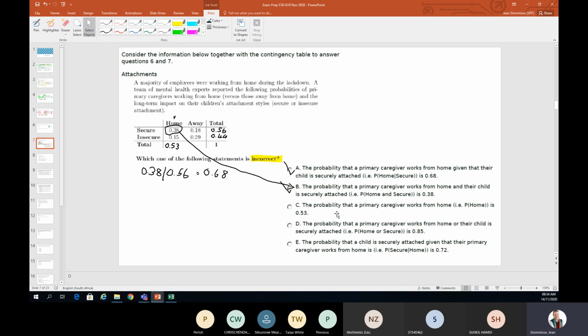Okay, so let's look at the probability that the primary caregiver works from home. So it is basically working from home, nothing else. It is 0.53. The probability that the primary caregiver works from home or their child is securely attached. Okay, so let's just quickly look at the probability of working from home.